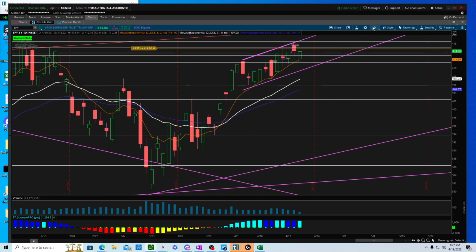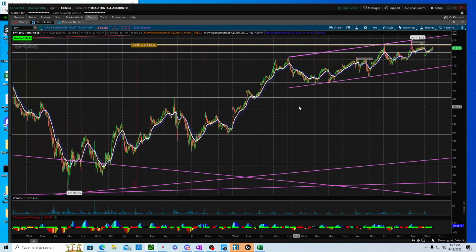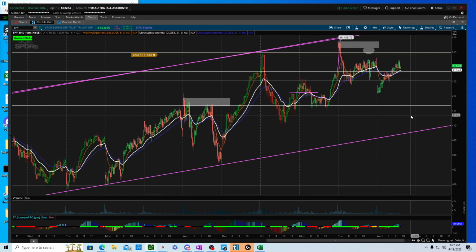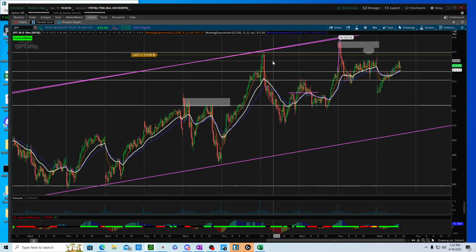Now, we'll see what happens bouncing off the 8. It could go back up to the channel line again. It could fail and come back down to this channel line. I don't know. Because when you're in a channel, the best trades come from the channel low and the channel high. Trading in the middle is really not that great when you're in a channel. I don't know which way it's going to go, up or down. It could go either way.